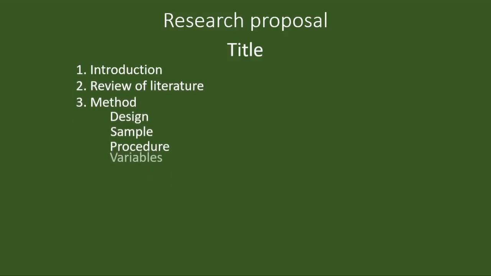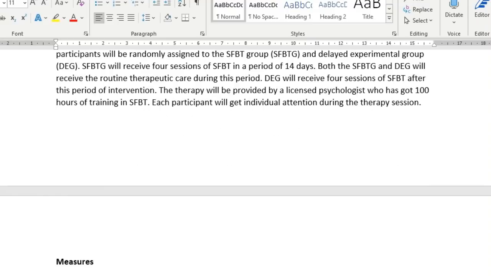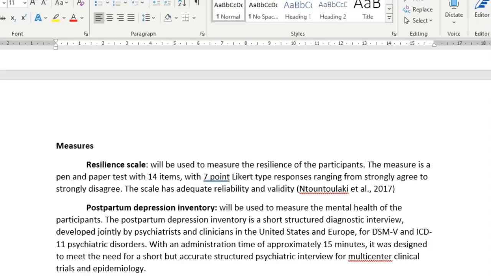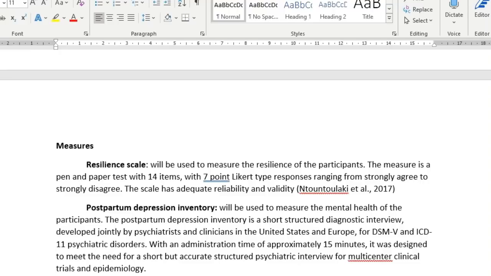After the procedure, we may discuss a little about our variables. Here we can explain each variable. However, I have not done so. If you are interested in defining your variables, you can do so immediately after the procedure. Now, we know the sample, we know the procedure. Next, we have to introduce the measures. In the present research, I may be using a tool to measure postpartum depression and resilience. I have to provide information about the validity and reliability of each of the scales specifically.